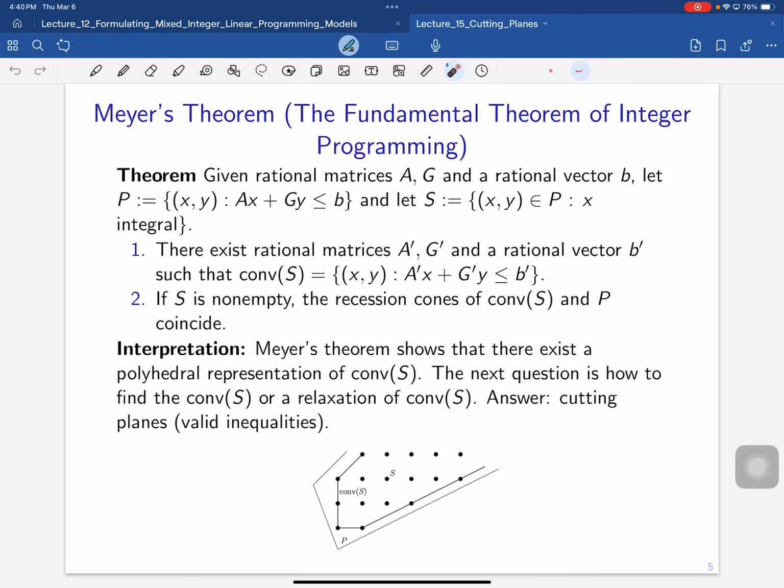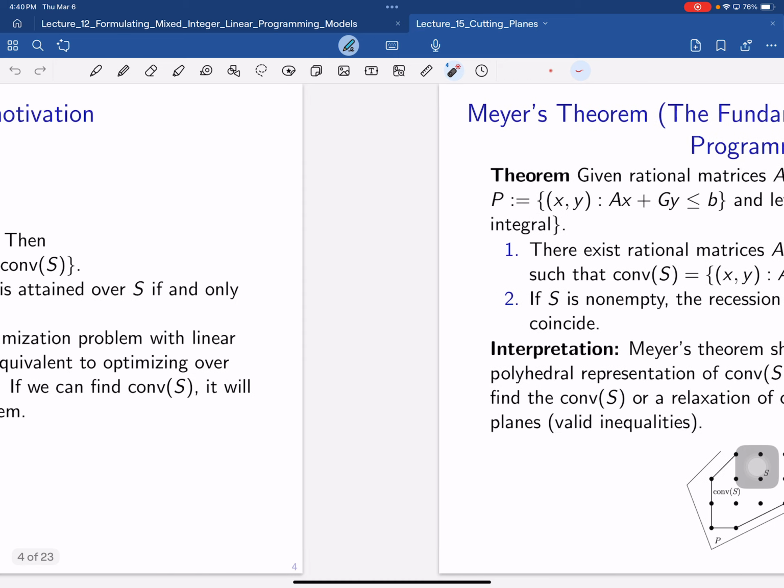Now, because we are interested in getting the convex hull of integer linear programs or mixed integer linear programs, we might be wondering how to describe the convex hull, right? So this theorem, called Meyer's theorem, is a so-called fundamental theorem of integer programming, right? So if you want to remember one theorem in integer programming, this might be of interest. Okay, so let's say don't take a look at the math, right?